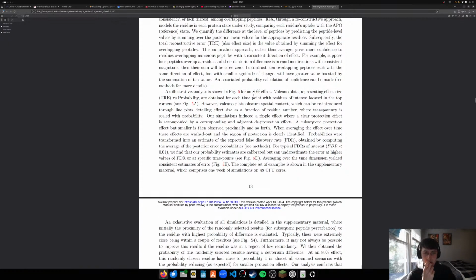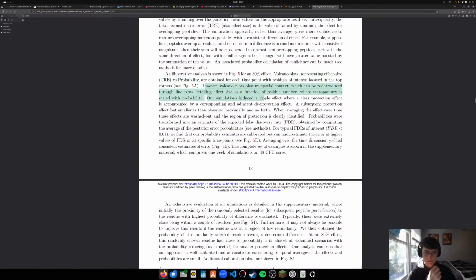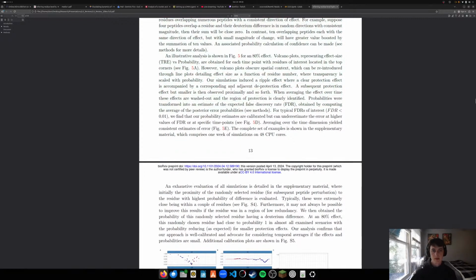An illustrative analysis for 80% volcano plots representing the effect size. However, let's get this spatial context, which we reintroduce through line plots detailing effect size as a function of residue number. Induced a ripple effect where a clear protection effect is accompanied by a corresponding and adjacent deprotection effect.